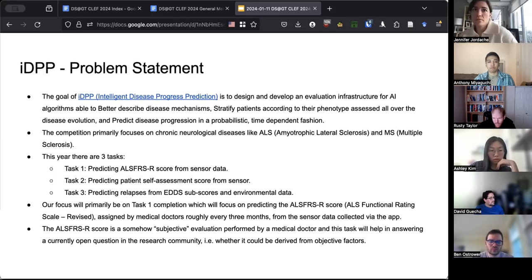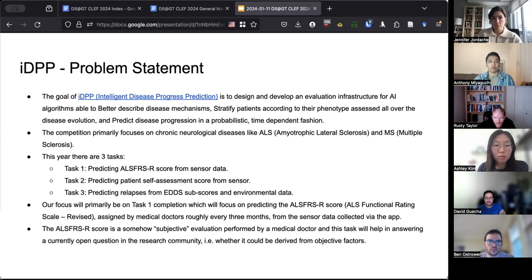The sensor data, this data set is at the intersection of probably time series data versus longitudinal data, because the sensor data is taken almost every day on the patients, but the ALSFRS score assessed by the doctors is usually once every 3 months. So there might have to be some mapping done between the sensor data and the score that will be provided.